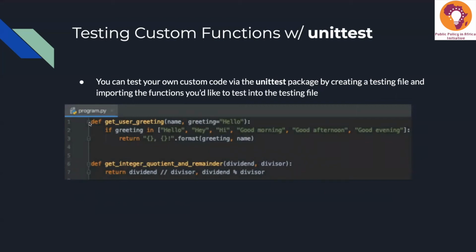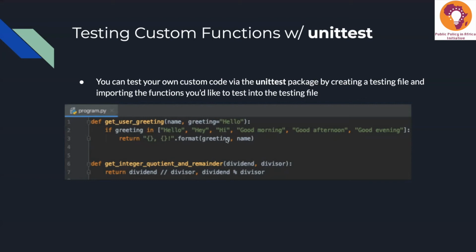So say I have these two functions in program.py. I have get_user_greeting, and it accepts a name and a greeting. And remembering back to the functions lecture, if greeting is in all of this stuff here, then return the greeting, comma, the name that we're greeting there. And then get_integer_quotient_and_remainder. It accepts a dividend and a divisor, and it returns the floor division of dividend floor divide by divisor, and dividend modulus the divisor, which gives us the remainder. The floor division gives us the integer division, basically.